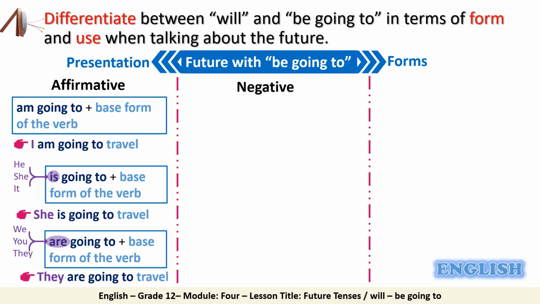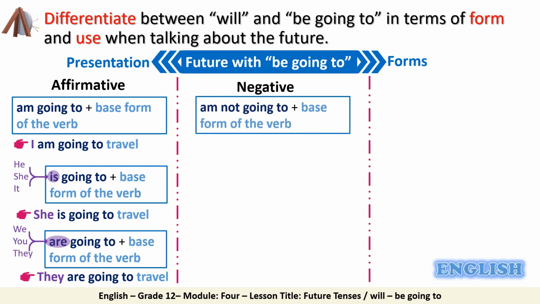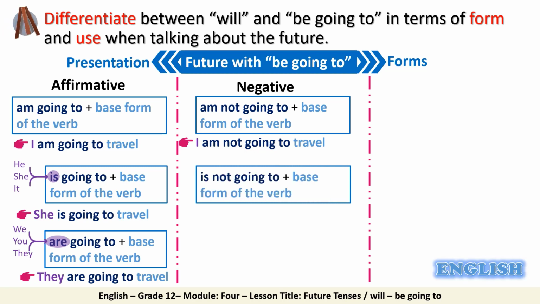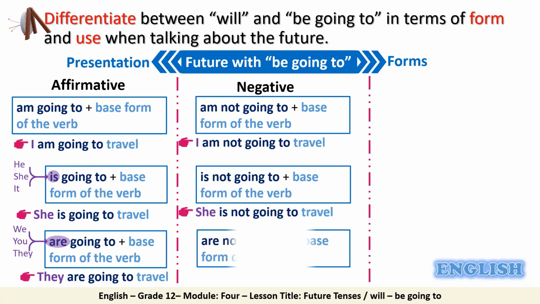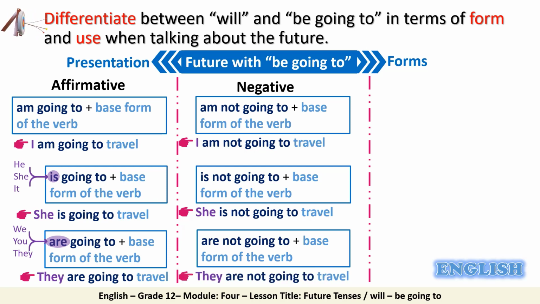For the negative form, it is formed by using am not going to plus the base form of the verb, like I'm not going to travel, or using is not going to plus the base form of the verb, like she's not going to travel, or using are not going to and the base form of the verb, like they are not going to travel.